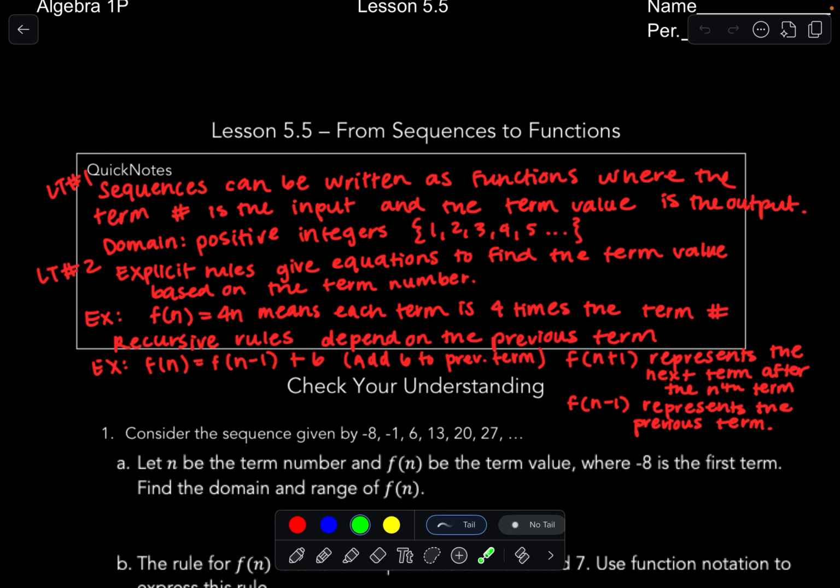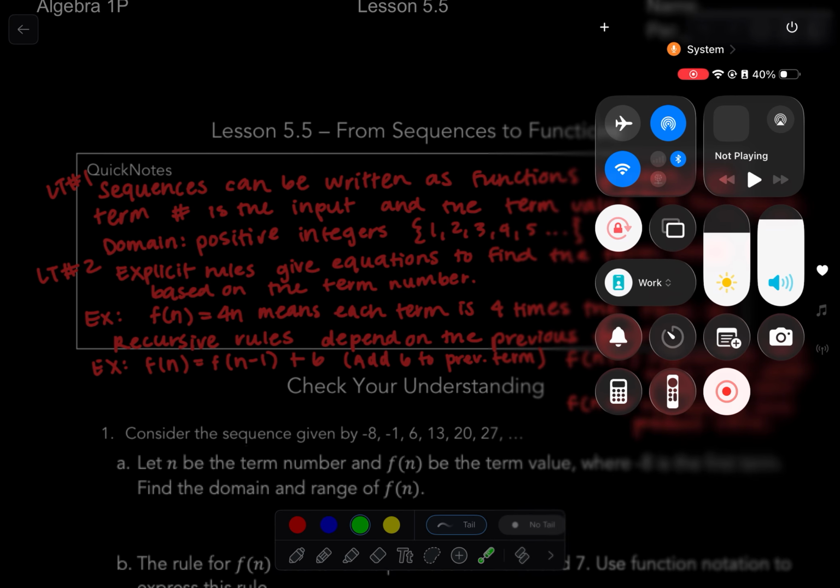f of n plus 1 represents the next term after the nth term. f of n minus 1 represents the previous term as compared to the current term. All right, and that's it. Now I'll do the CYU.